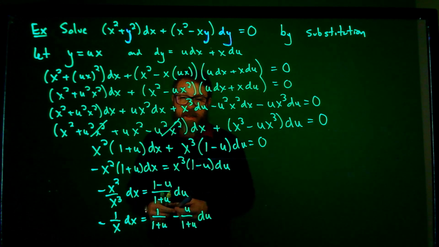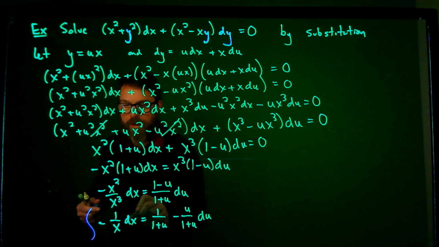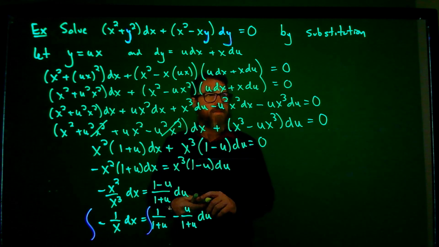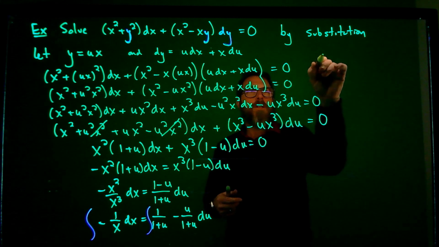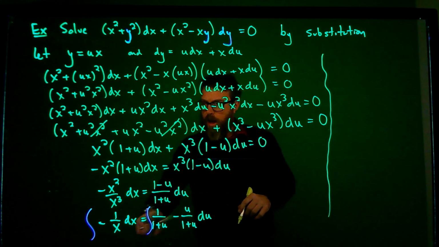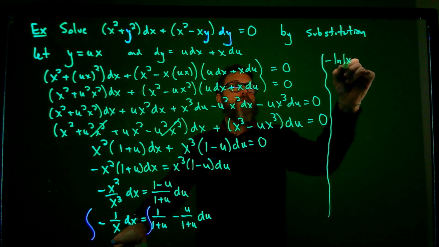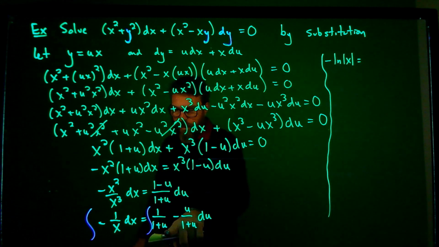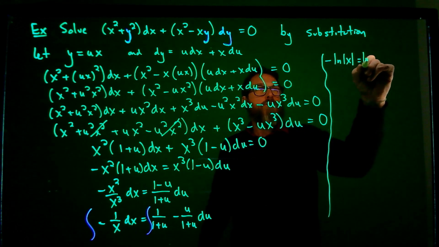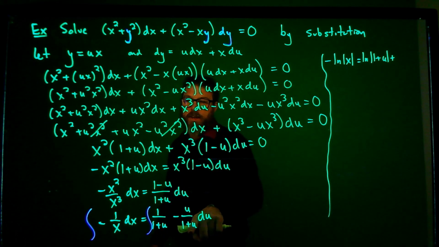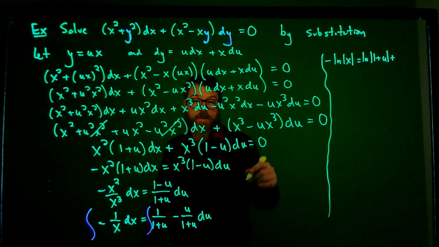And now, like I said, these things were separable. So I can integrate both of these sides with respect to their variable. And I think I can fit it over here. So this is going to be equal to, the integral of this is going to be minus the natural log of the absolute value of x. But on this side, this is going to be the natural log of 1 plus u plus, now I'm still going to have to integrate this thing, but to integrate this thing, usually we'd say a u substitution, but I guess I'm going to have to do a v substitution.